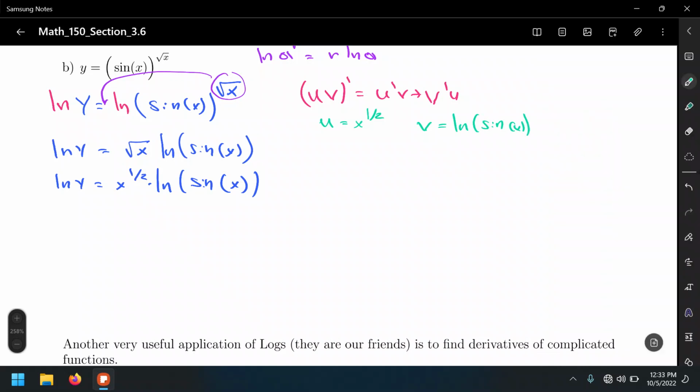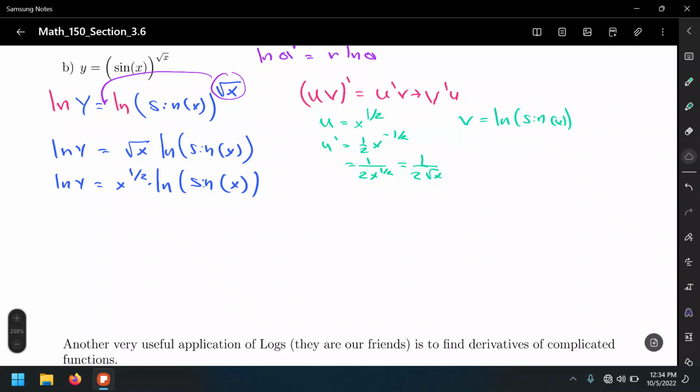Alright, so let's do one thing at a time and then we put it together using the product rule. The derivative of x to the 1/2, u prime, is 1/2 x to the negative 1/2, which is the same as 1 over 2 x to the 1/2, which, back to radical, is 1 over 2 root of x. So that's the first part.